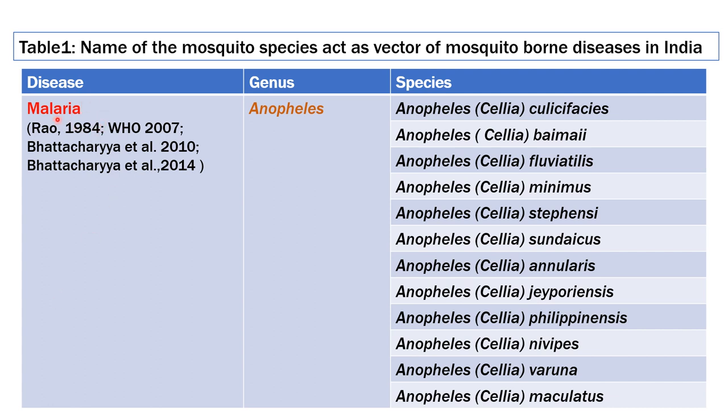The first disease is malaria, which is solely caused by the genus Anopheles. From India, Anopheles culicifacies, Anopheles pluviatilis, Anopheles minimus, Anopheles stephensi, Anopheles sundaicus, Anopheles annularis, Anopheles jeyporiensis, Anopheles philippinensis, Anopheles nivipes, Anopheles varuna, and Anopheles maculatus have been reported as the vectors of malaria. All these Anopheles species are under subgenus Cellia.